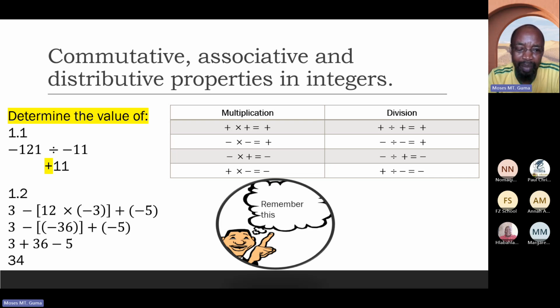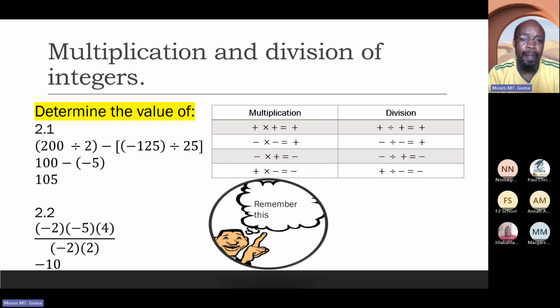And also keep in mind that when we add or subtract, if the signs are the same, we add the two numbers and take the common sign. If the signs are not the same, we subtract and take the sign of the bigger number. Now, that one is a wonderful one, so let's move on. Now, when we have multiplication and division, what happens in integers? Let's go through this one.